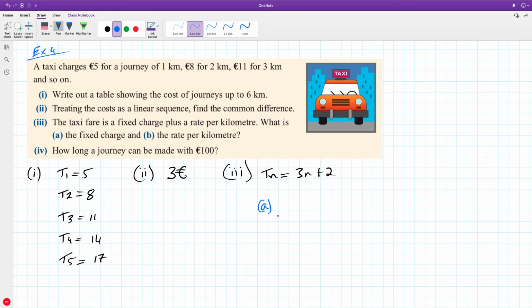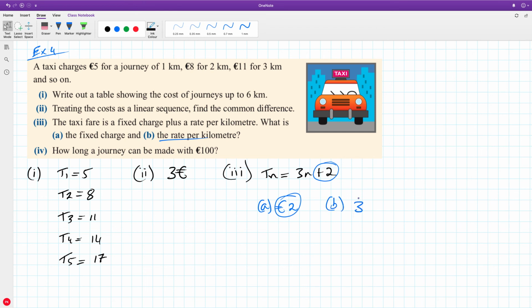What do we reckon the fixed charge is? Let me look at this. Other way around. It's €2. Anyone able to tell me why it's €2? That doesn't change. If you think about it, if you put 0 into that, you're going to end up with 2, aren't you? If you put 1, you're going to end up with 5.